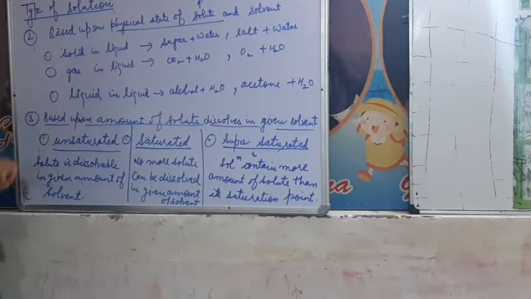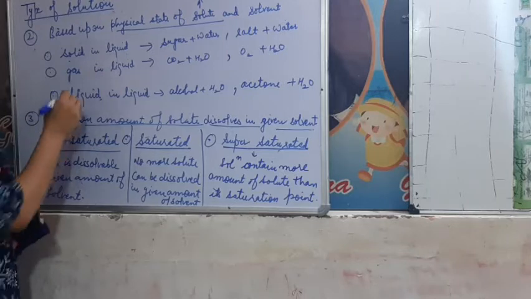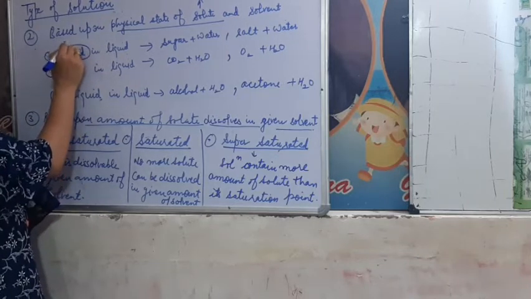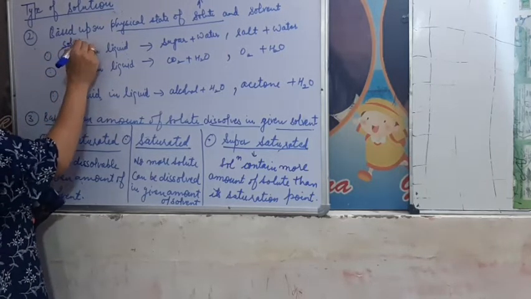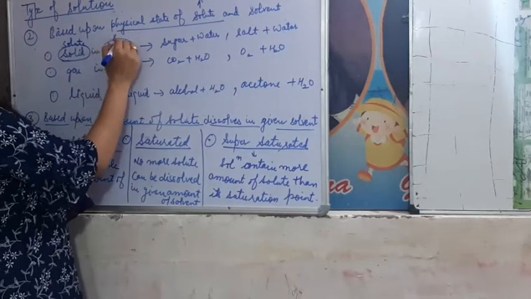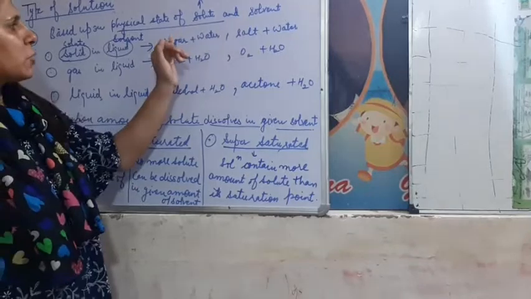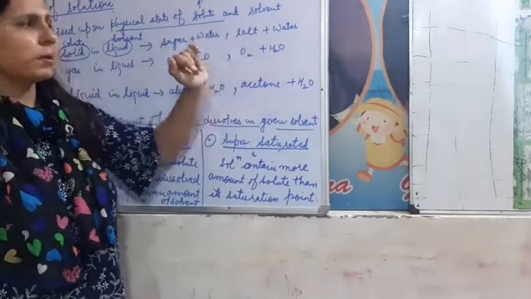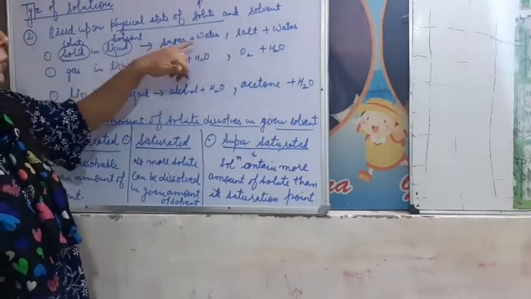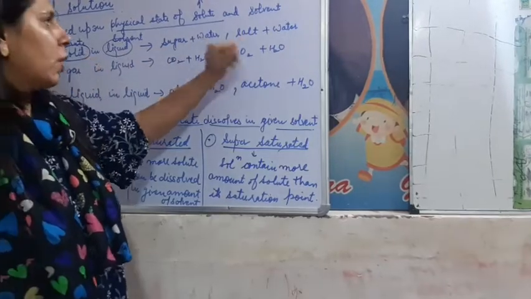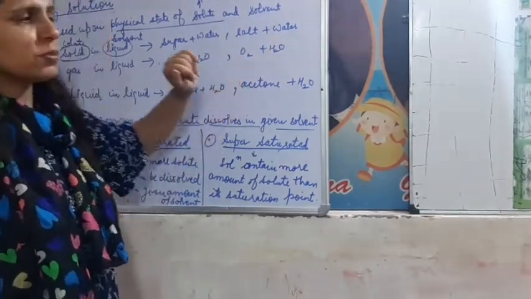The first one, solid in liquid. Here solid is solute and liquid is solvent. So these are 2 examples here, sugar and water and salt and water. Now sugar is solute and water is solvent. The salt is solute and water is solvent.